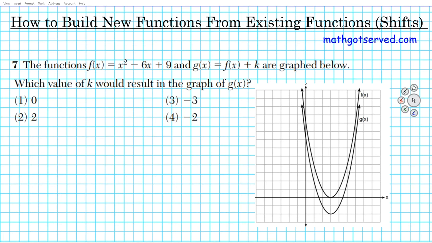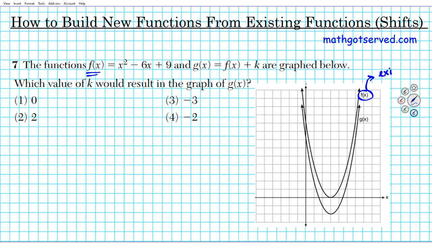Question 7 reads, the function f of x equals x squared minus 6x plus 9, and g of x is f of x plus k, graph below. Which value of k would result in the graph of g of x? Okay, so we need to know where we're starting from, the original graph, and then the new function. The existing function is f of x. You have the labels here for the two functions, and the top function is f of x. This is your existing function.